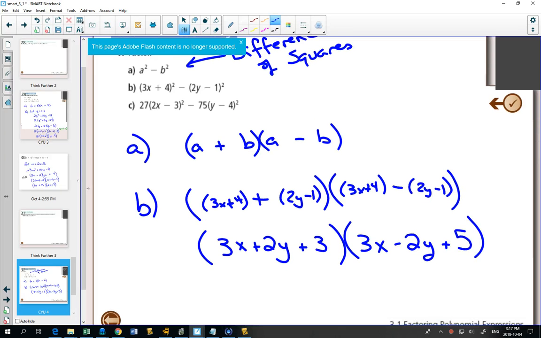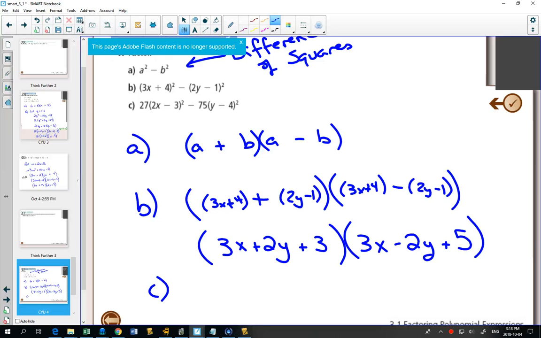Part C, we have two terms with a minus sign in between. So it should trigger for us, this might be a difference of squares. We have 2x minus 3 squared, and we have y minus 4 squared. So that should trigger for us that we have a difference of squares. But then when we look at the numbers in front, 27 isn't a perfect square. 75 isn't a perfect square. So initially this was looking like we should be able to use difference of squares, but we run into a problem because the number in front of this term, 27, isn't a perfect square. The number in front of that term, 75, isn't a perfect square either.